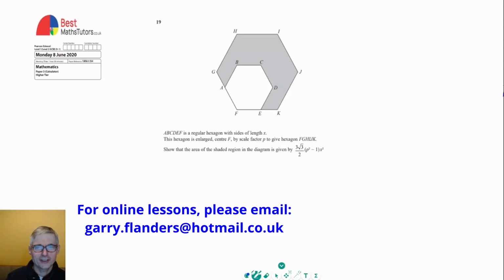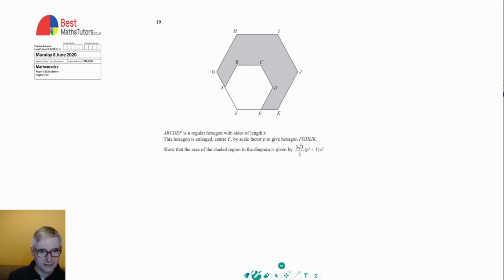This is question 19 and it's a question involving scale factors. It says that we've got a regular hexagon that's got sides of length x, which is this smaller one, A, B, C, D, E, F, and it's been enlarged by a scale factor p to give the bigger one. What we've got to do is show that the shaded region in the diagram is given by this expression.